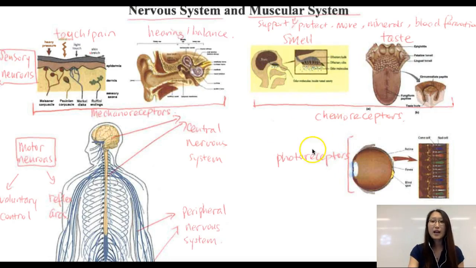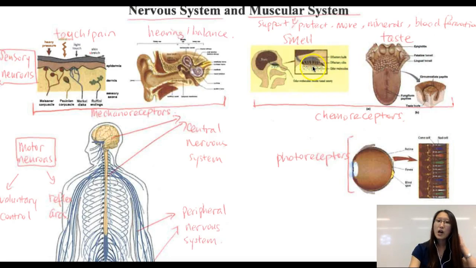And then you have what's called a chemoreceptor, where chemicals actually bind to the receptors of the neurons. So they're receiving the signal, but this type of signal is a specific chemical. This applies to both the smell receptors and the taste receptors.